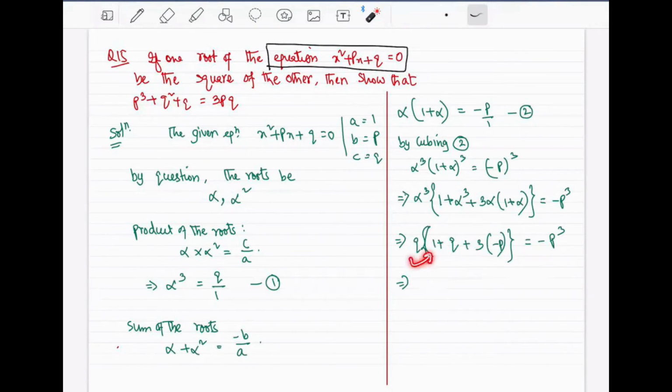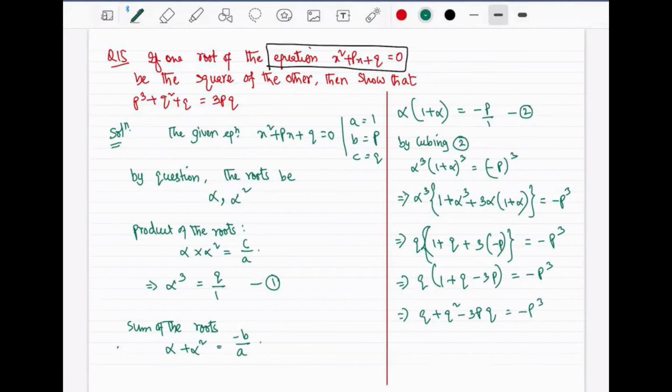So q into 1, we are getting q. Q into q, we are getting q square. The plus and minus, when multiplied, will get minus sign, right? So there will be a minus 3p. 1 plus q minus 3p is equal to minus pq. Okay, do multiplication. Q plus q square minus thrice pq is equal to minus p. What did the question want us to obtain? It wants us to obtain p cube plus q square plus q is equal to 3pq.